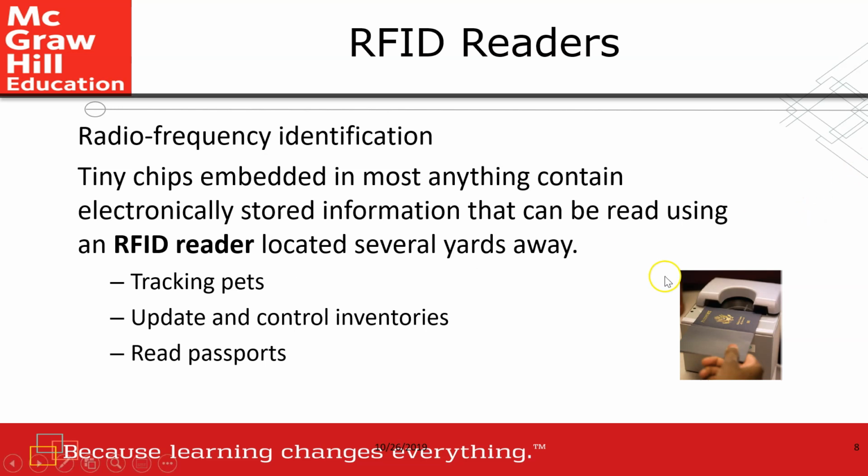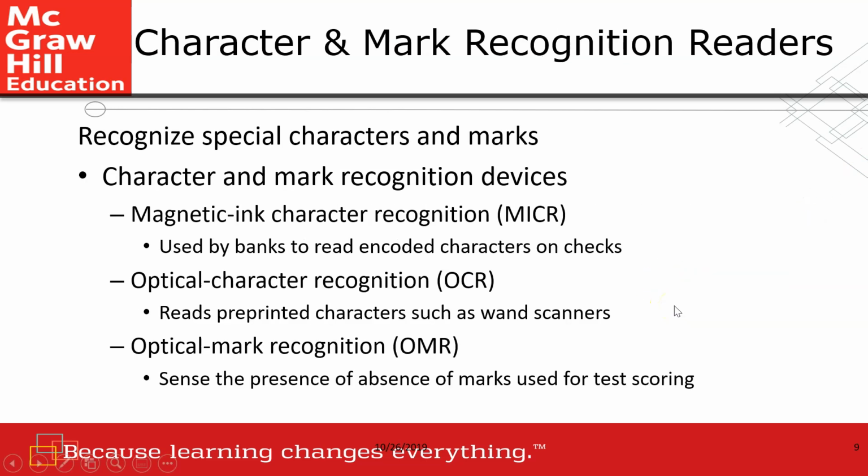Passport, they also have that RFID. Recognize special characters. There are different types of character and mark recognition readers. The most popular one is probably optical character recognition. This is a scanner that can convert or translate a picture into characters.